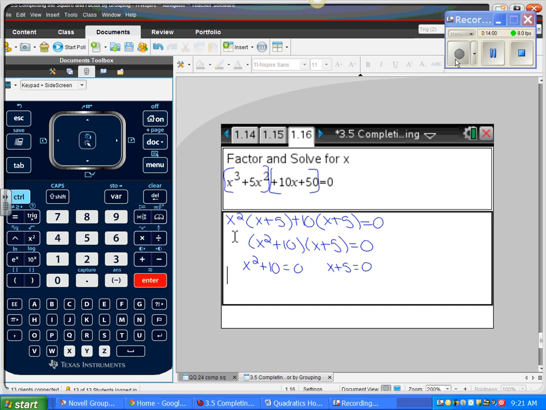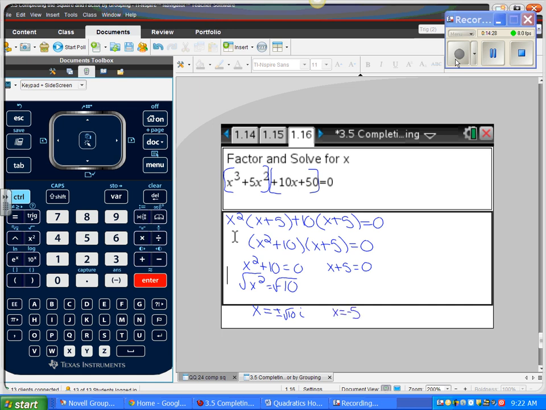X squared plus 10 equals 0. How do I solve it? Subtract that 10. And, yeah. What happens when you take the square root of a negative? You got to pull out your I, right? It's imaginary. So this becomes plus and minus radical 10 I. Is the I underneath the radical? No. Plus and minus, okay? And this becomes x equals negative 5.